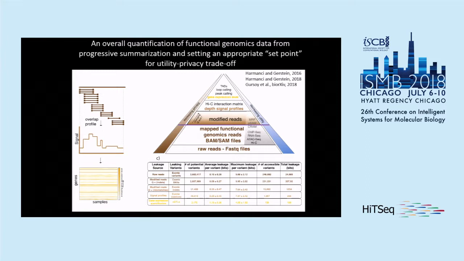And we created this triangle where in the bottom of the triangle, the utility of the data is high, but you have high private information leakage. As you go up, the utility goes lower because you have high-level information about the experiment, but then there's not much private information leakage. So our modified reads sets are in a good place where you get high utility and also a balance of utility and privacy.